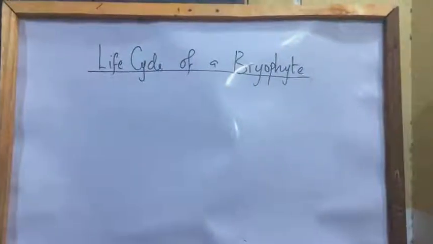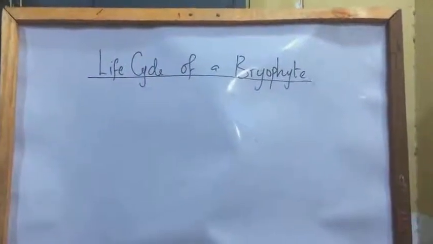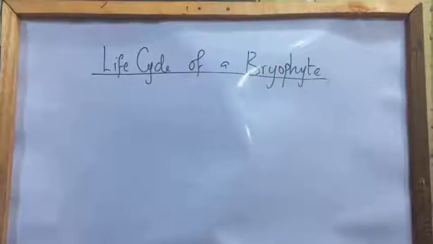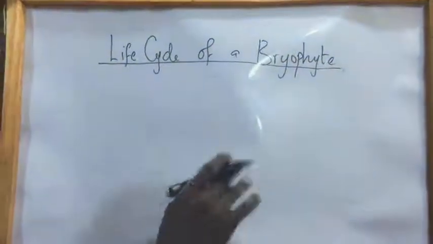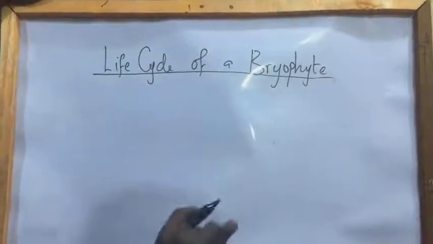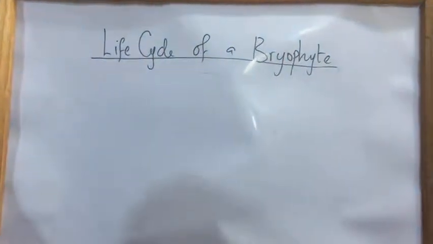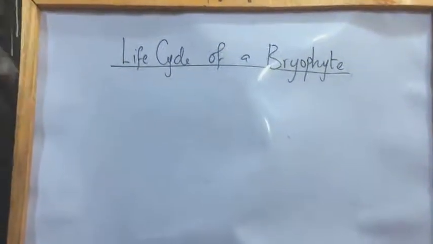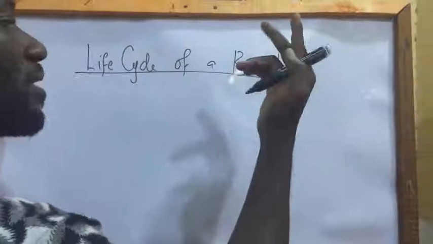In this video, we are going to talk about the life cycle of a bryophyte. Now, a bryophyte has a life cycle in which there is alternation of generation. In the alternation of generation, there are two stages.